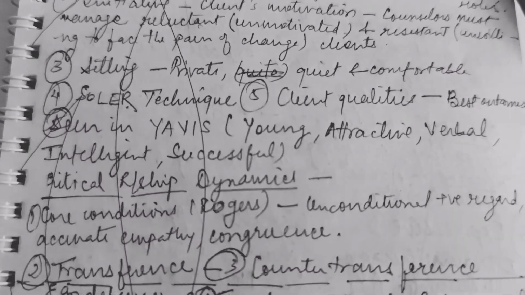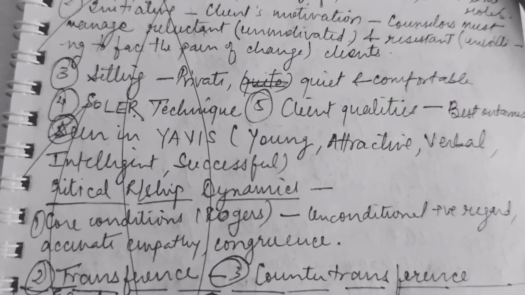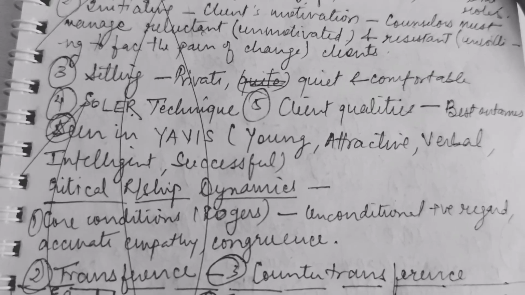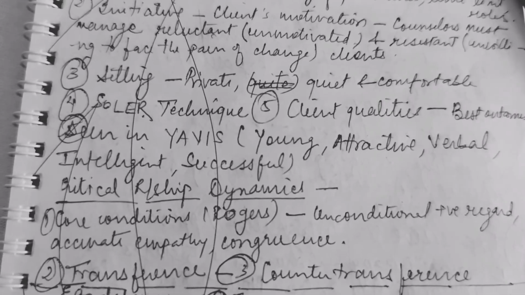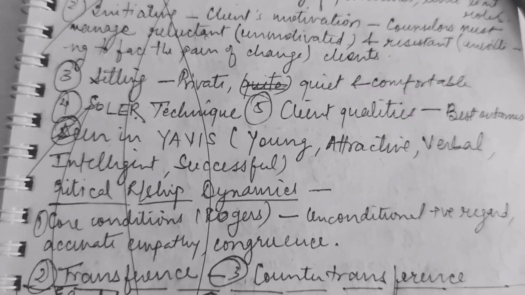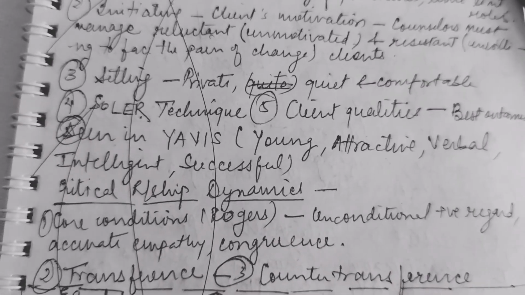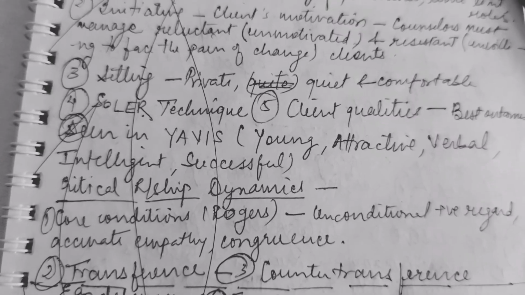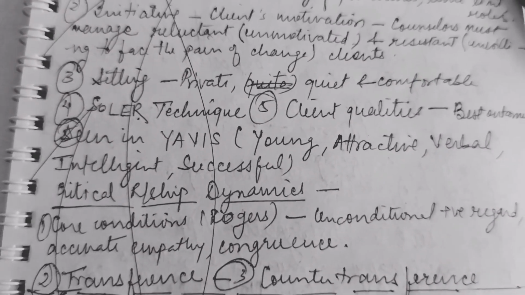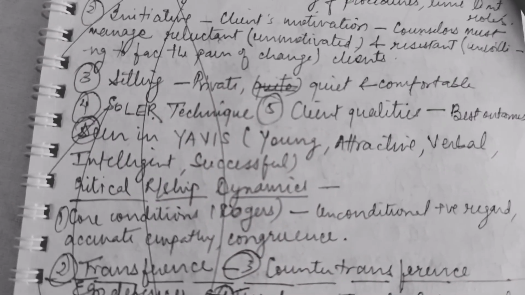The first is the core conditions that are required, which were given by Carl Rogers. The first is unconditional positive regard. We must be very hopeful and very positive with the client. If nobody is expecting a change in the client, you cannot say that you are a hopeless case and you will never change. You need to show unconditional positive regard. The client must trust you.